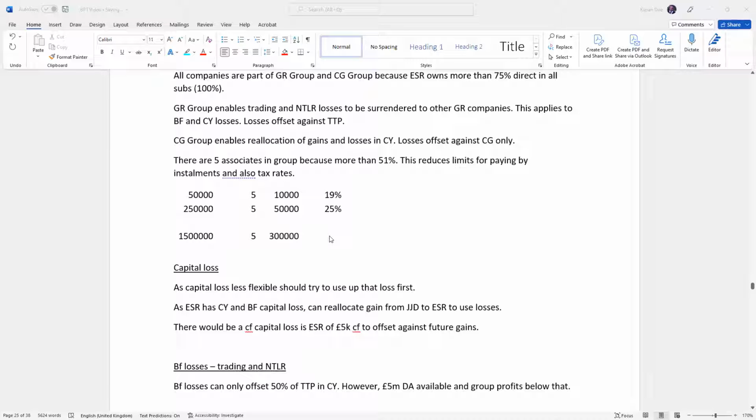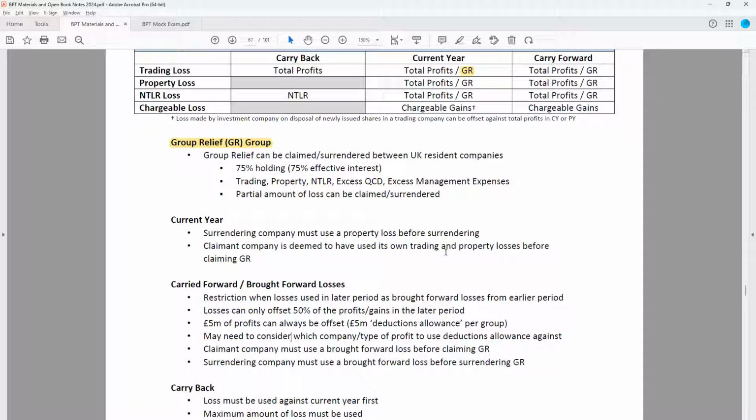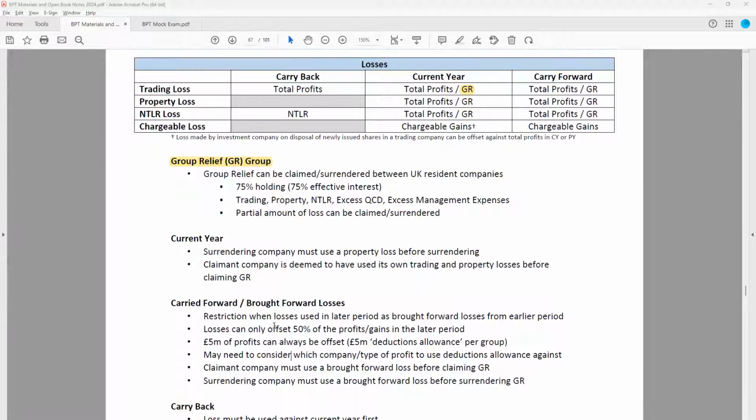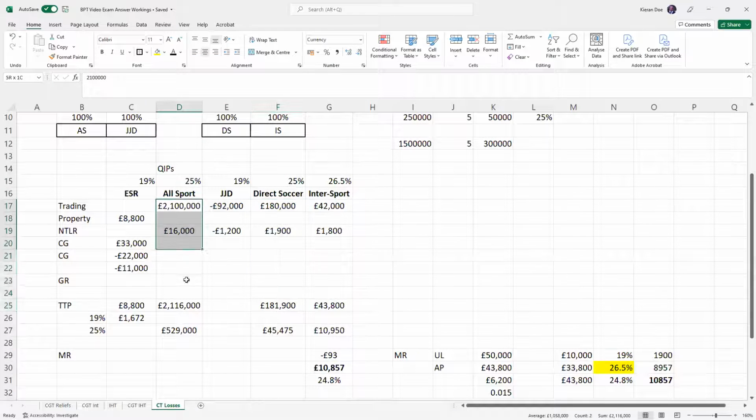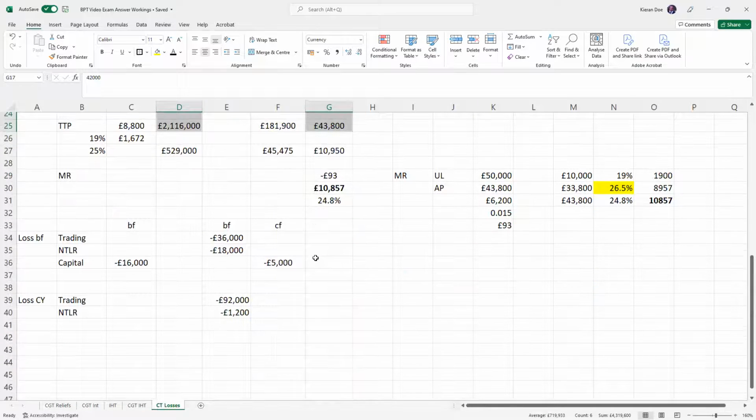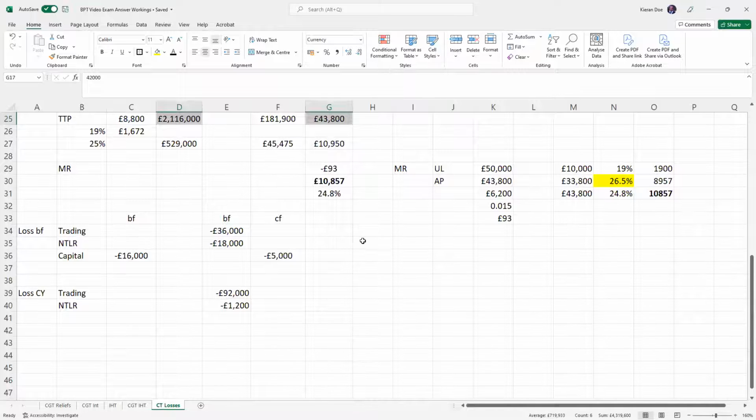Where profits were in the millions, and therefore there were restrictions on how they could use those losses. But obviously that isn't an issue here because the profits are way below that. So yes, we'd be looking at the profits and saying it can only cover 50% of the profits when it surrenders to All Sport or whoever, or Intersport. But there's a £5 million allowance that we've already seen, and that obviously more than covers it.